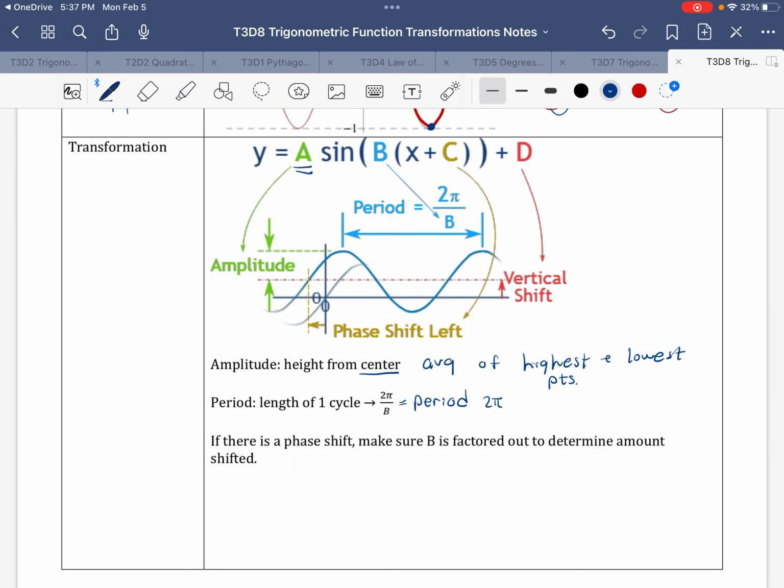If your period is 4 pi instead, then again, you can set it equal to 2 pi over B and then solve for B, okay? If there is a phase shift, which is shifting it left or right, please make sure your B is factored out in order to determine how much is shifted. And then your vertical shift D is moving up or down however many units.